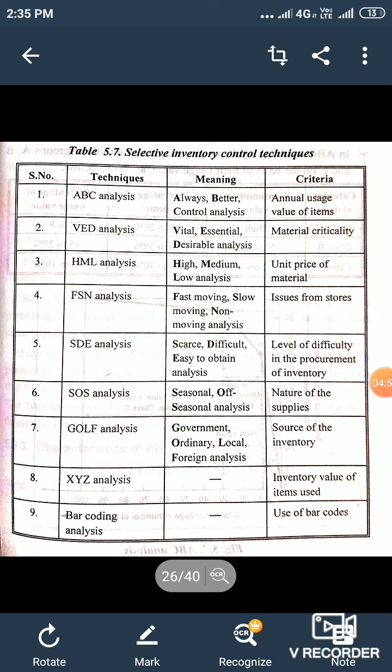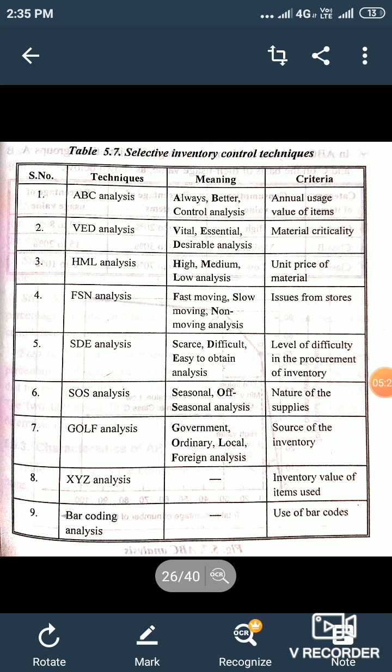Next one is SOS analysis. S stands for seasonal and OS stands for off seasonal. This classification is based on the seasonality of the item. It is useful in deciding the strategies related to the procurement of seasonal items such as agricultural products.